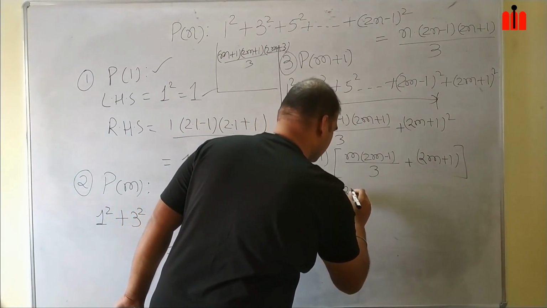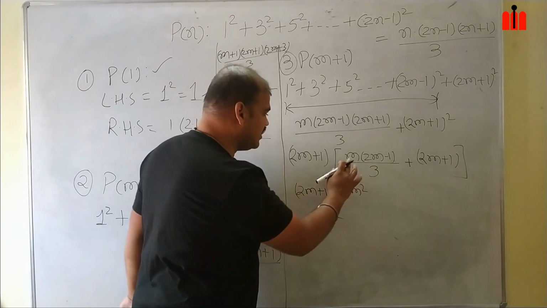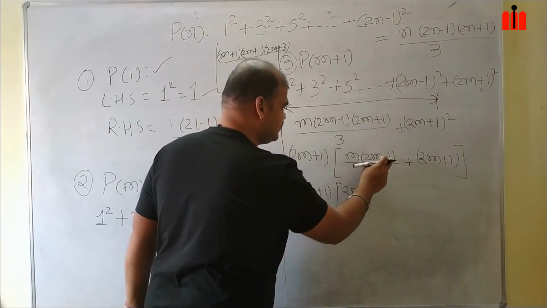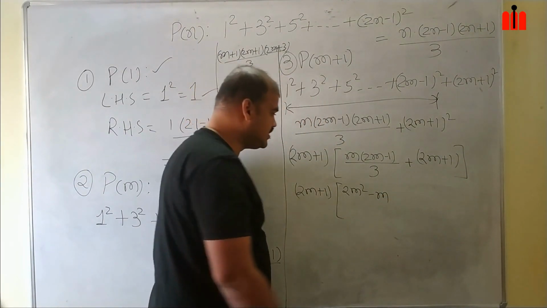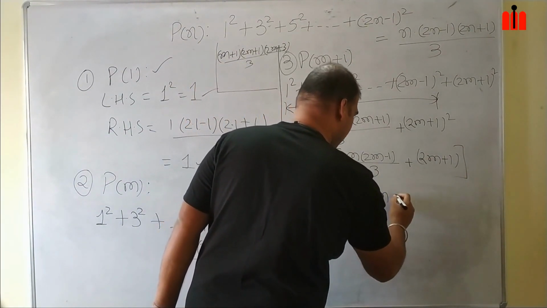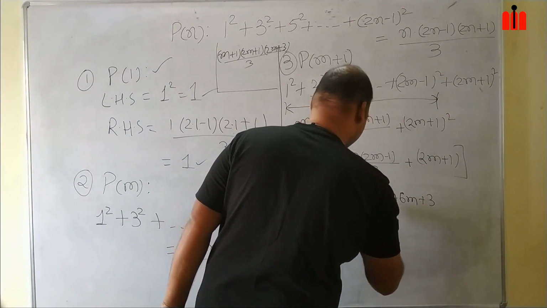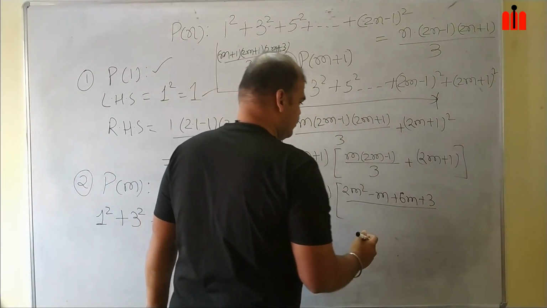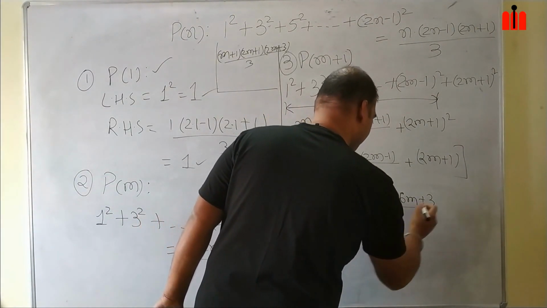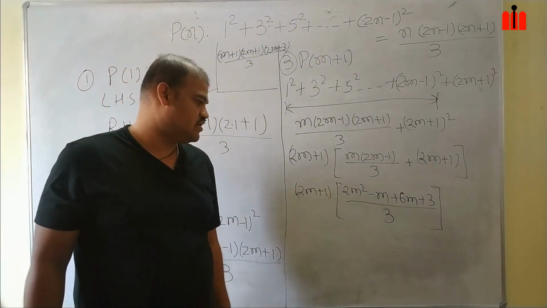It is 2m square. I multiplied m with 2m. So once I multiplied m with 2m, it will become 2m square and this will become minus m. Right? After that, 3 will be multiplied here. It will be 6m plus 3, whole divided by 3. So 3 is the LCM here.